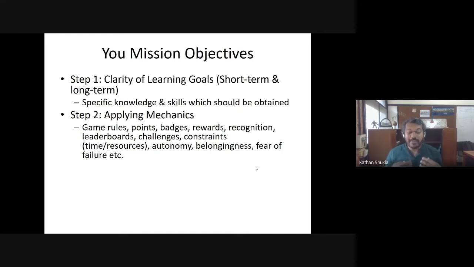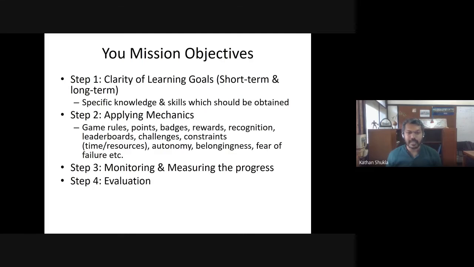How will you make them feel that they belong to your course, they belong to the cohort, they belong to the class? These are the challenges for us educators. And then also provide them some autonomy, so that they think they are in charge of their learning. They take responsibility for their learning. And then how will you monitor and measure the progress? And then broadly evaluating the learning, comprehensive evaluation of learning. This is what you need to do.